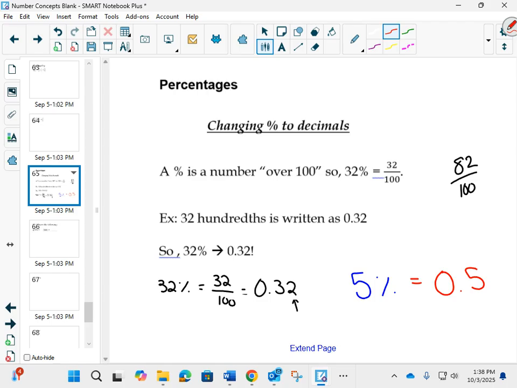If you wanted to do over 100 first, what should you have got over 100 for 5%? 5 over 100. And if you go to a decimal, if you go to your hundredths spot, it'll be 0.05. So that's a very common mistake. Because what is 0.5? It's 50%. It's half.